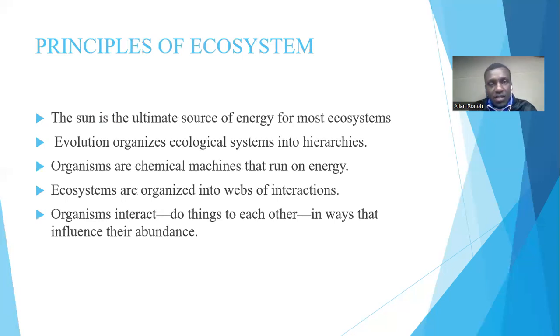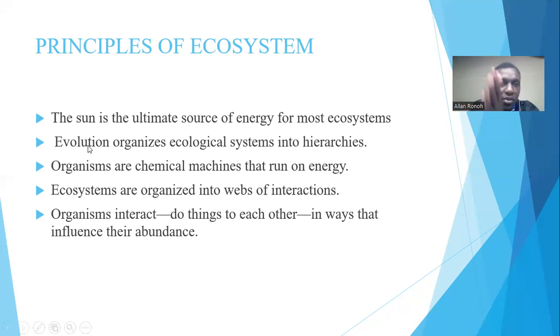Okay, the principles of ecosystems, we find that we have several principles of ecosystem. There are more than, I think, 7, but we'll only discuss a few, probably 5. The first principle of ecosystem states that the sun is the ultimate source of energy for most ecosystems. All organisms in the ecosystem derive their energy from the sun. That is, the source of energy is the sun, the ultimate.